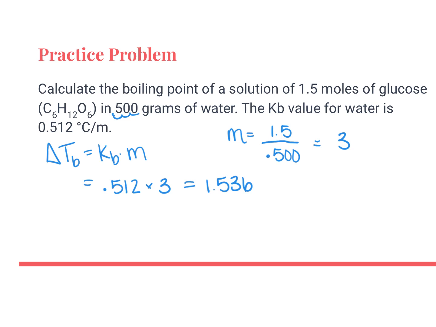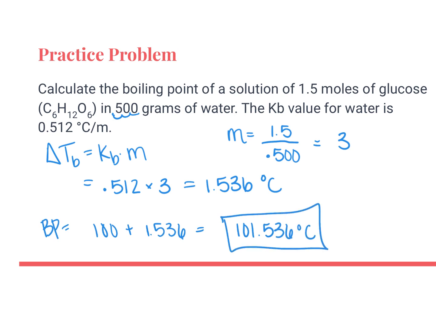Okay, so this number right here, it's just the change in boiling point. Because Kb is in degrees Celsius, this will be in degrees Celsius. So boiling point goes up by 1.536 degrees. Okay. But that's just the change. We want the total boiling point. Okay. Your solvent is water. So what's the normal boiling point of water? Okay, so we're just going to take 100 plus this 1.536. Okay, so the new boiling point of this solution is 101.536 degrees Celsius.